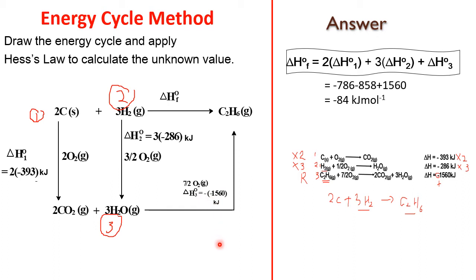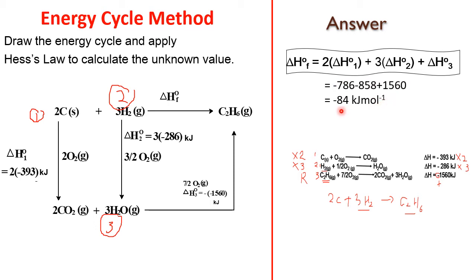So this energy cycle is used to calculate the unknown value for the enthalpy of formation. The concept is the same. Now you have to write down the formula. Enthalpy of formation equal to 2 times enthalpy 1 plus 3 times enthalpy 2 and then plus enthalpy 3. Substitution, and then the final answer is 84 kilojoule per mole.